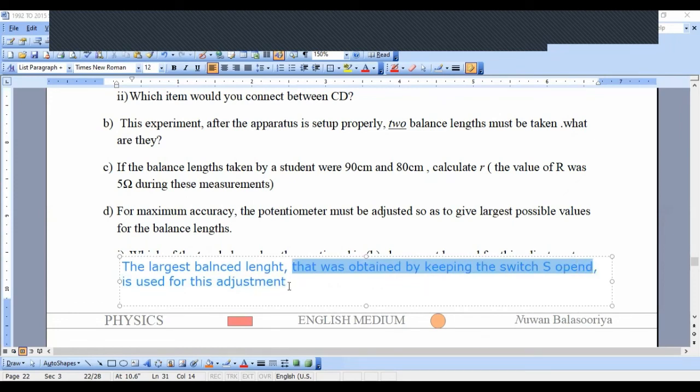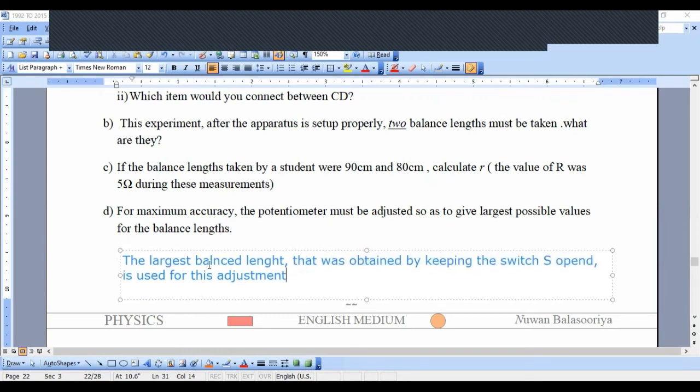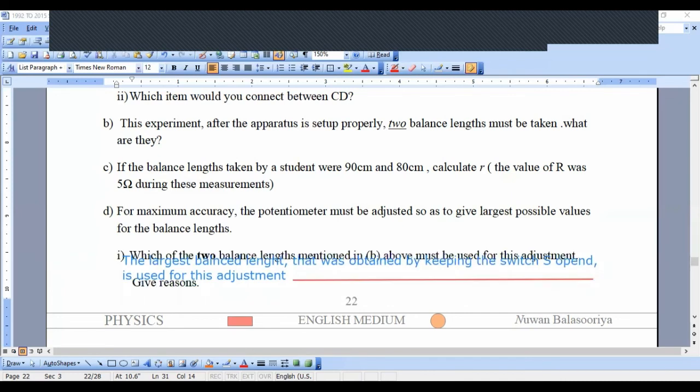The examiners did not give marks. That's the point. They have written everything: the largest balance length L is used for this adjustment. But they have not written this. The largest balance length means the balance length that we obtained by keeping the switch S open.